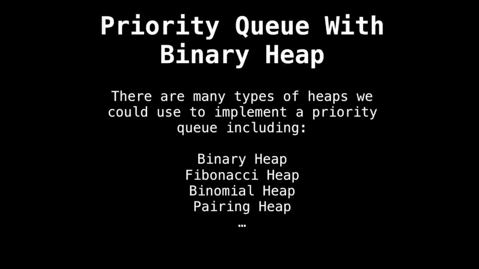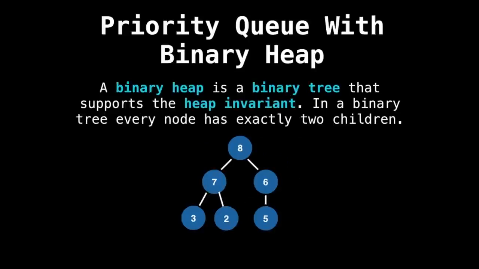So concerning heaps, there are many different types of heaps, including binary heaps, Fibonacci heaps, binomial heaps, pairing heaps, and so on and so on. But for simplicity, we're just going to use the binary heap. A binary heap is a binary tree that supports the heap invariant. In a binary tree, every node has exactly 2 children. So the following structure is a binary heap, which satisfies the heap property that every parent's value is greater than or equal to that of the child, and that every node has exactly 2 children.